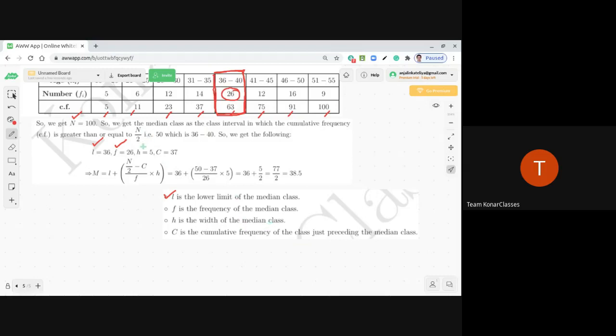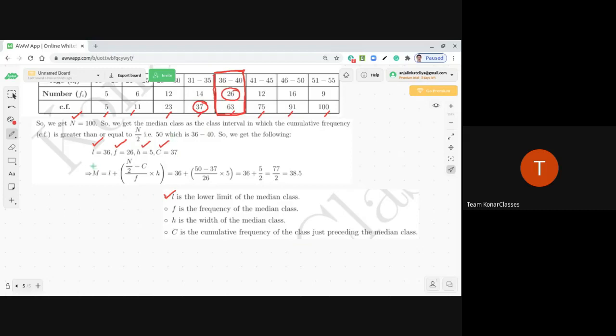Because 40 minus 36 plus 1 is 5, since from 36 to 40 the width is 5. And capital C is the cumulative frequency of the class just preceding the median class, that is 37. The median class was there before that. What is the cumulative frequency? That is capital C.